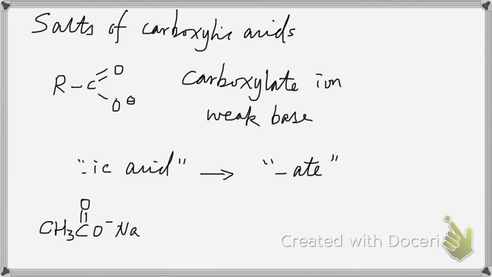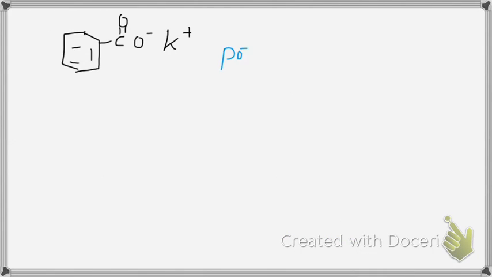For example, if we have a sodium salt of acetic acid, we will just name it sodium acetate. Okay, the -ic acid ending is changed to -ate. If we have a potassium salt of benzoic acid, we will name it potassium benzoate. Again, the -ic acid ending is changed to -ate.